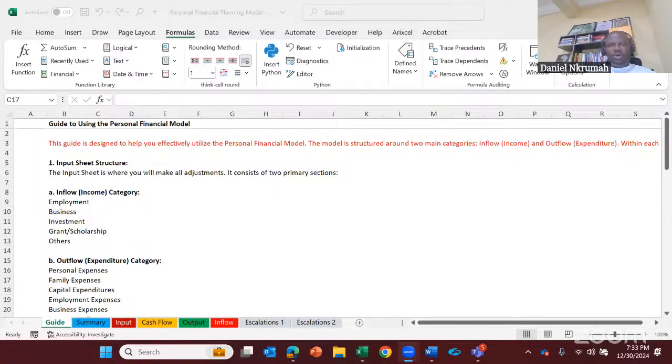When you receive the model, one thing to pay attention to is the input sheets. Okay, so one second.